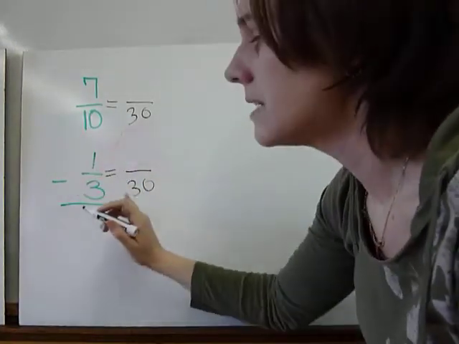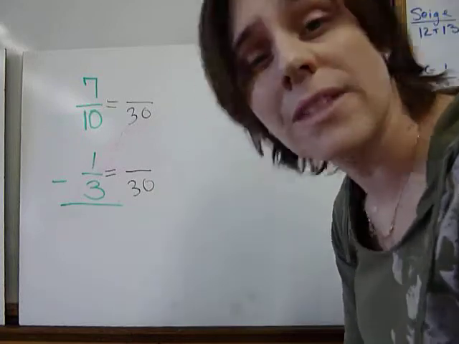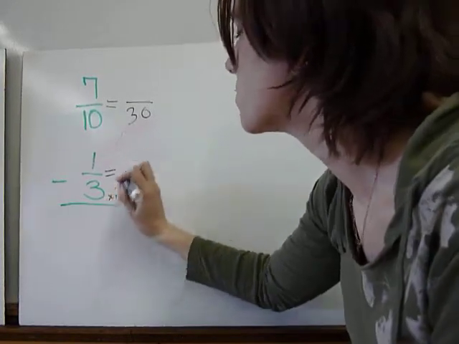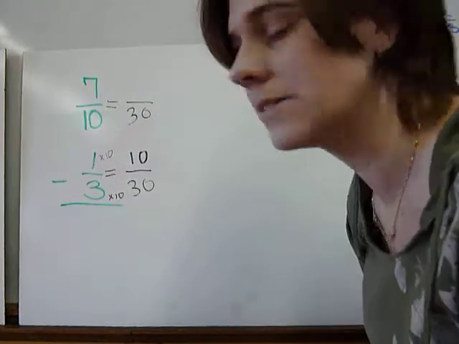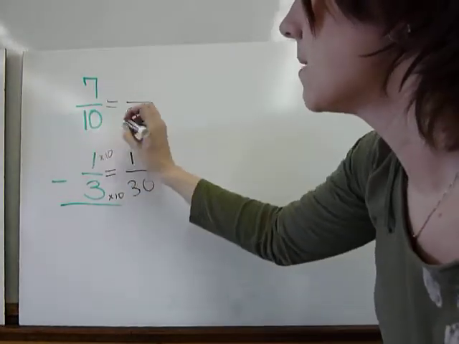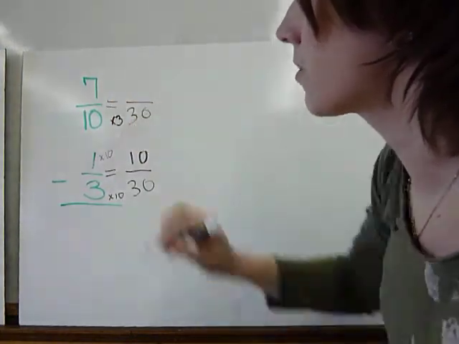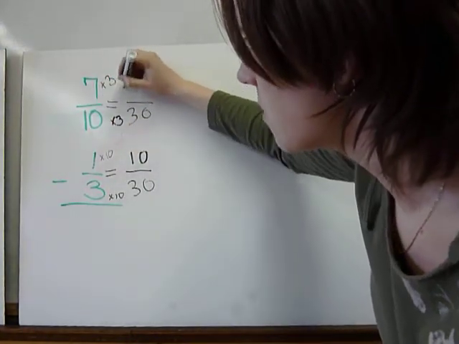1/3. 3 times what gives me 30? That would be 10. So I'm treating the numerator the same. 1 times 10 gives me 10 also. 10 times what is 30? Well, that would be a 3. And 7 times 3 is 21.